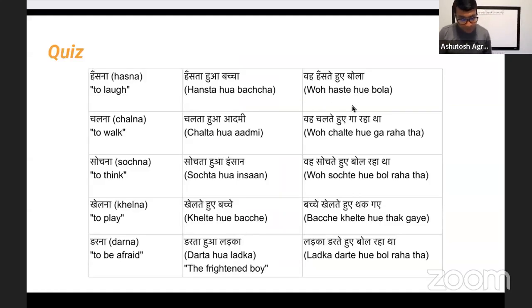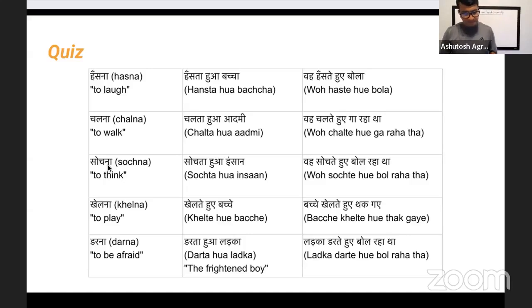Okay, we'll do the next one. If anyone wants to do it, feel free to raise your hand. Otherwise, I just randomly pick and can choose. Do it if you want to. Yes, let's do that. Sunny, okay. Next one. Sochna means to think.